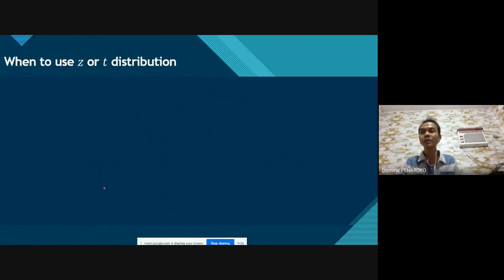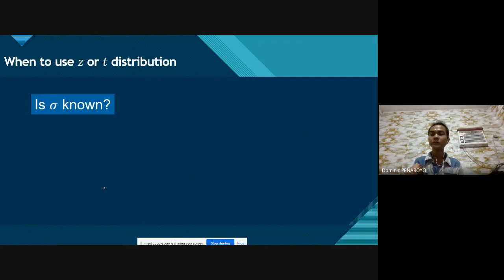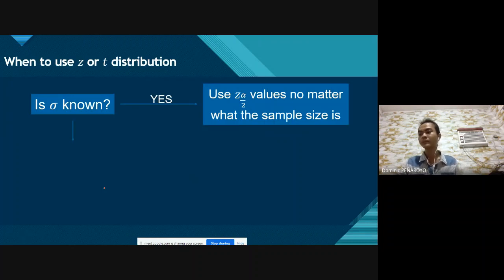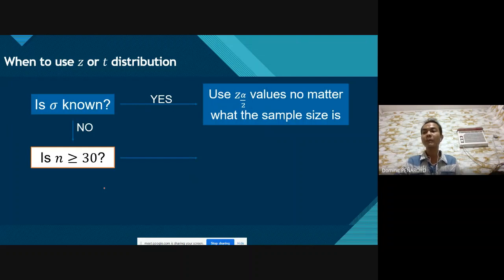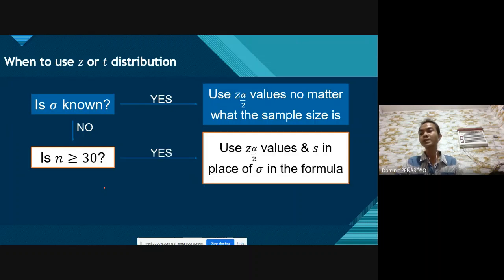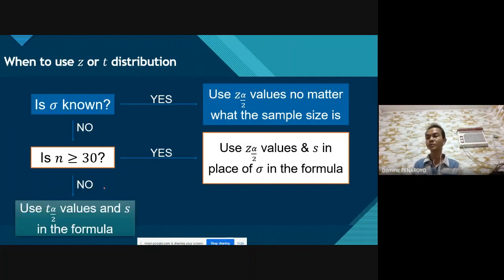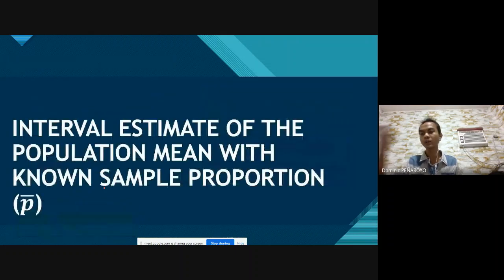So let's have a recap. When to use the z or t distribution? If the population standard deviation is known, we use the z distribution. If it is not, what if the sample size is greater than or equal to 30? That is for the z distribution. And if not, then that would be the t distribution. So that would be the difference between the two. All right, so that would be the end of the second part of our lecture video.